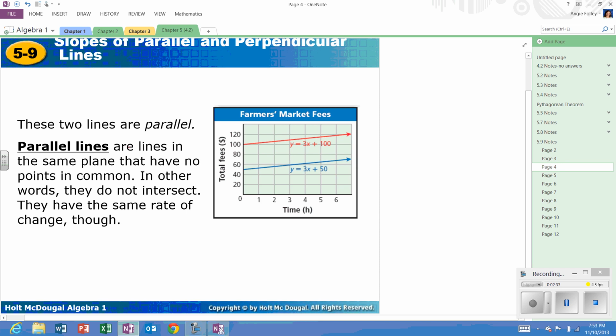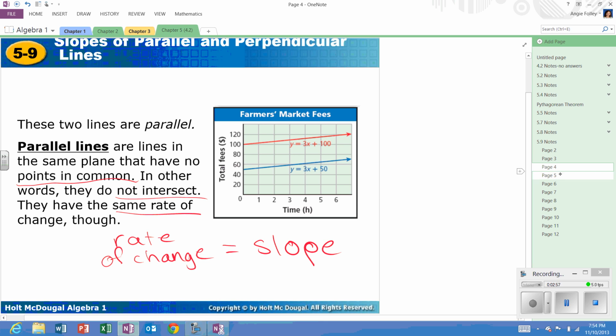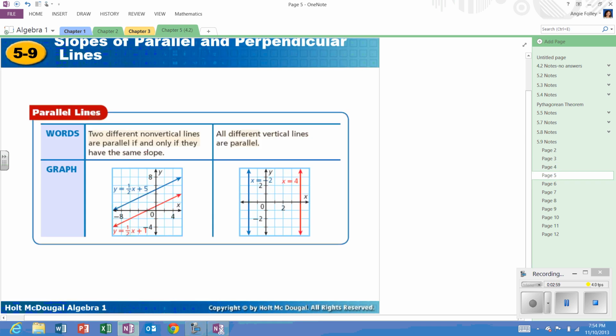Parallel lines are lines that are in the same plane and have no other points in common. In other words, they do not intersect. So they never intersect, and they have the same rate of change. You need to start getting in the habit of knowing that rate of change is the same thing as slope. So if you hear it's the same rate of change, that means they have the same slope. Parallel lines have the exact same slope.